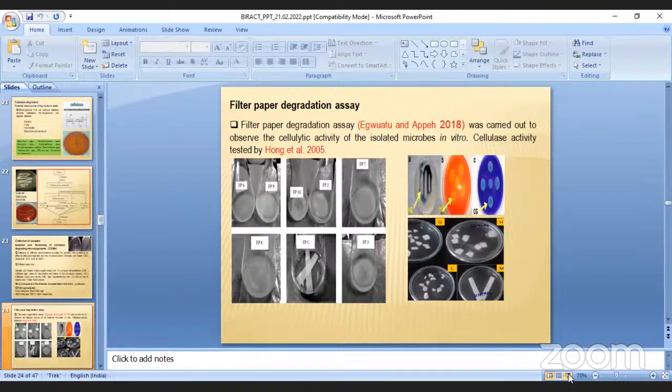So we can do some laboratory experiments by seeing their degradation activities. If our strains can degrade the filter papers from their original condition, you see the long one, this is your control. Whenever we use the microorganisms, they can break these long filter papers. That means they have some degradation abilities. So this is one of the cellulase activities in vitro.